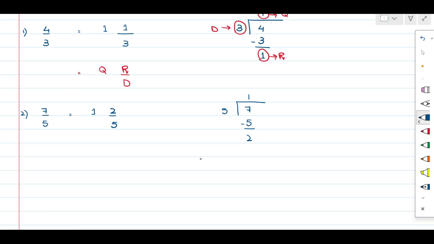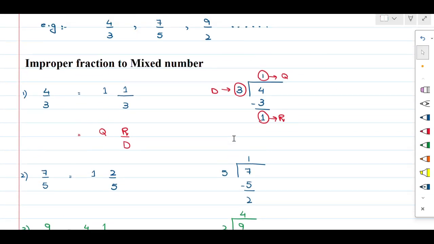Okay, let's do the third example as well. 9 by 2, I wrote it down, 9 by 2, right? How do I convert 9 by 2 into a mixed number? We have 9 inside, 2 outside. 2 times 4 is 8. When you subtract, you will get 1. From 9, take away 8 is just 1. So first we have the quotient. The quotient is 4, the remainder is 1, and the divisor is 2. So this is how we convert improper fractions to mixed numbers, right?